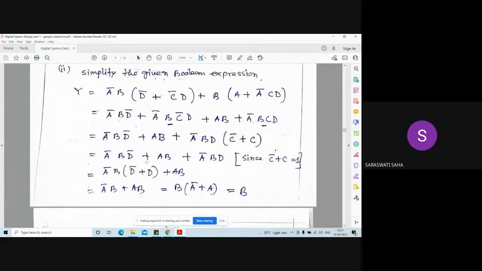Then from here, associative law and the rules are used. Here, taking the product of AB plus A bar B C D.